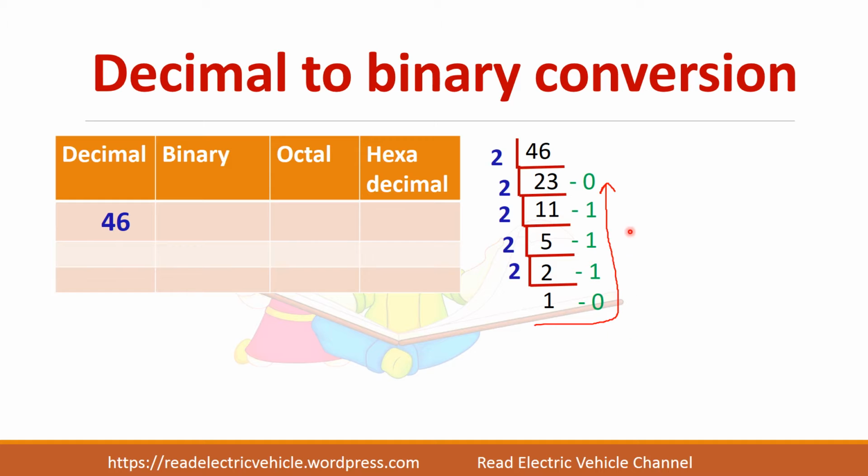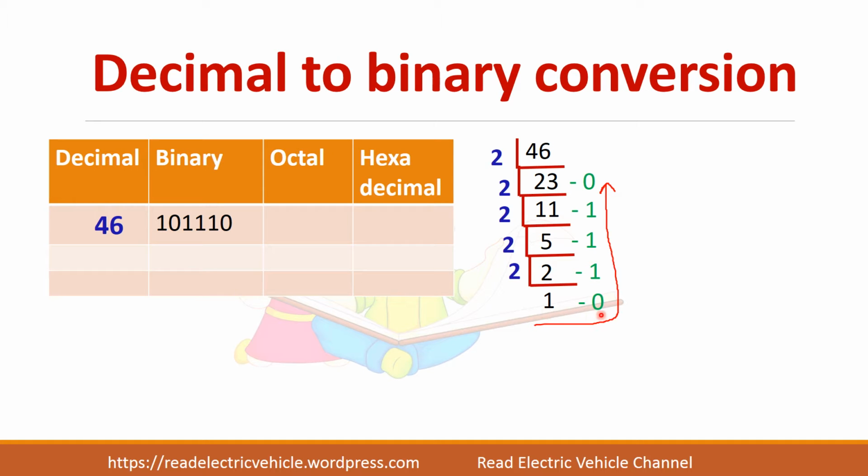Just mark an arrow from bottom to top. So you are moving from bottom to top. Now the equivalent binary value is 101110. So this is our equivalent binary value for this decimal number 46.